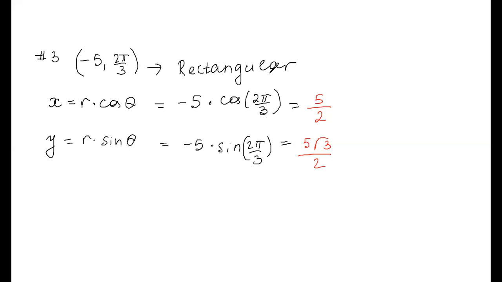Wait, miss, for that one, negative 5 times sine 2 pi over 3, would it be negative 5 square root of 3 over 2? Let's quickly check. Thank you so much for the comment. So this is pi over 3. This will be 2 pi over 3. And at 2 pi over 3, sine is positive, but there is a minus in front. Yep, it will be minus. Thank you so much.